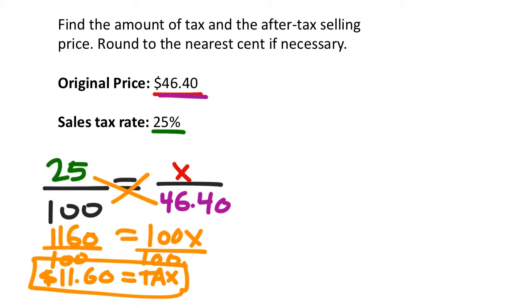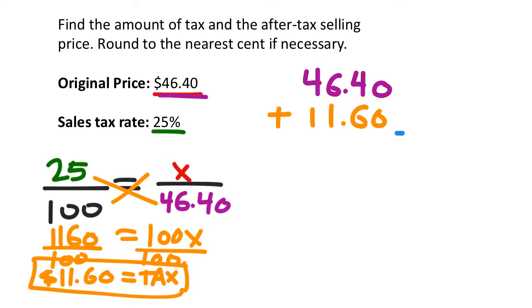And to find the final price, or the after-tax selling price, I still have to take my $46.40. So that's the full price of whatever this is. And I need to add in the tax, $11.60. So this ends up being 0, carry the 1, 58 bucks after tax.